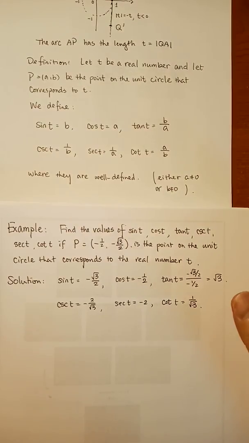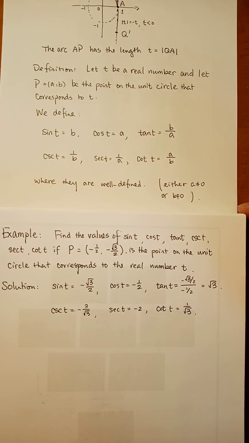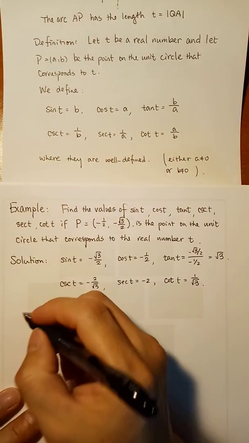So far we have the six trigonometric functions for an arbitrary real number. The real number may not be an angle, it's just a general number. Now we want to apply this process to angles, so the trigonometric functions of angles.